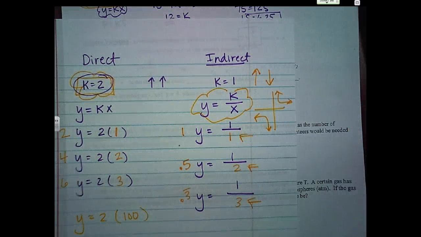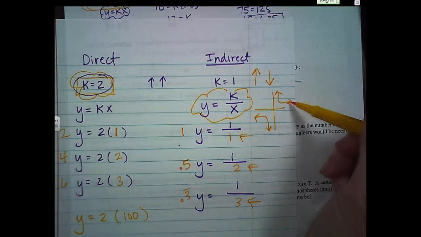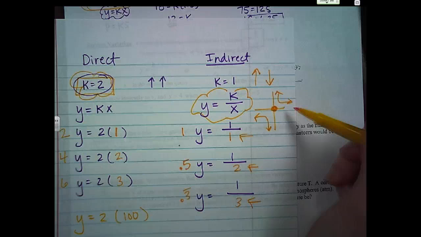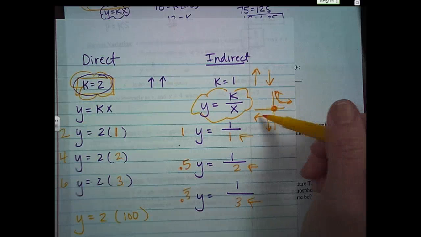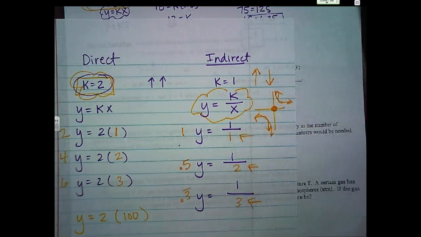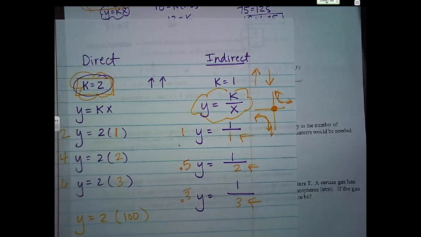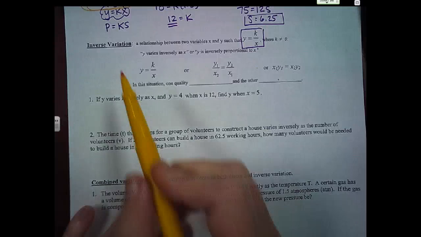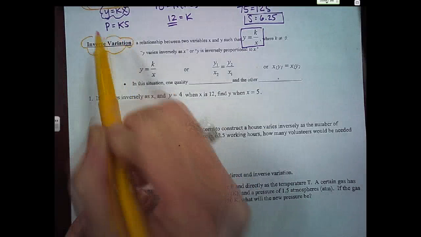Right? Because look, as you're going here, I'm not allowed to touch x equals 0, am I? So I can get closer and closer to it, but I can't actually hop over. Okay. So now that we kind of understand that, then this is an inverse or indirect variation.